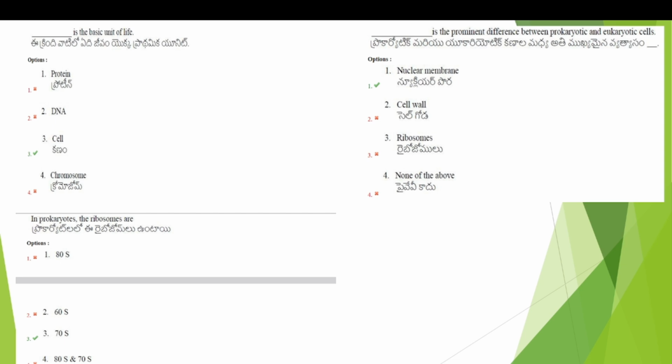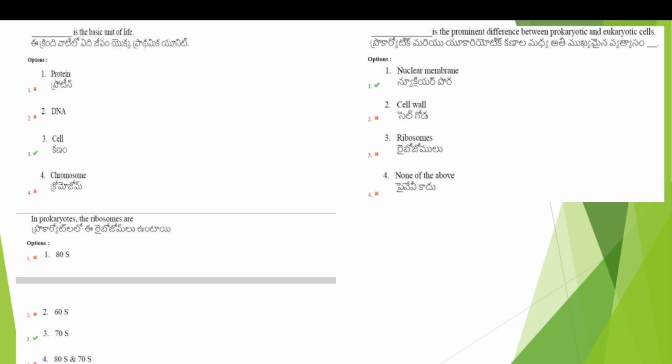First one is 80S option. So 80S ribosomes are present in eukaryotes. Those organisms which contain a nucleus have ribosomes of 80S. For example, plant cells contain 80S ribosomes. Animal cells contain 80S ribosomes. Fungal cells contain 80S ribosomes. Protista cells also contain 80S ribosomes. All eukaryotic cells contain 80S ribosomes.